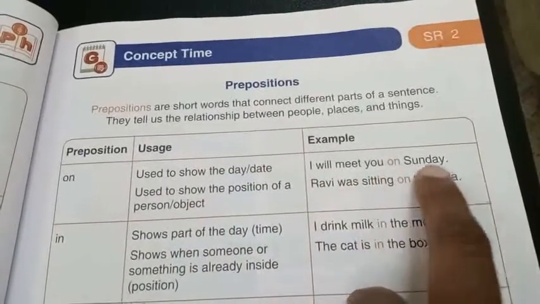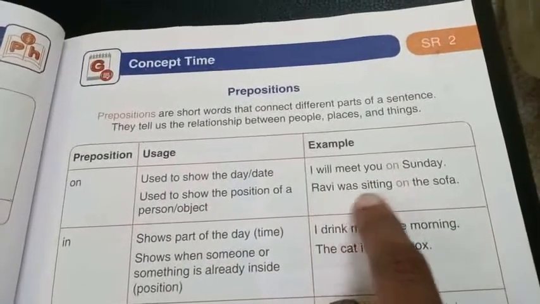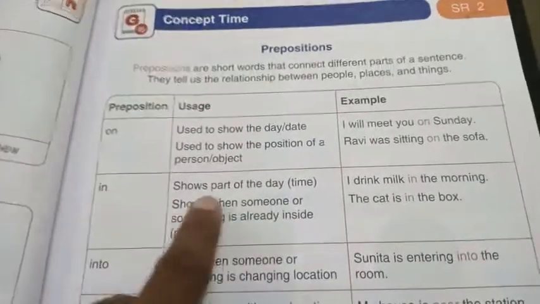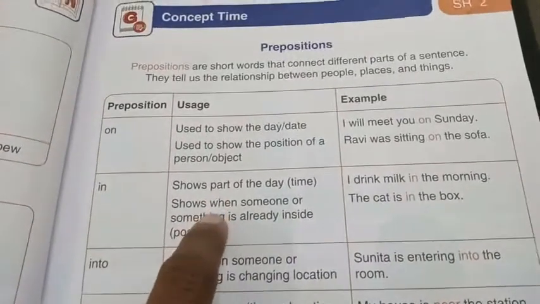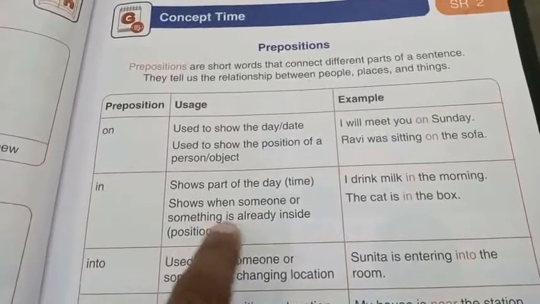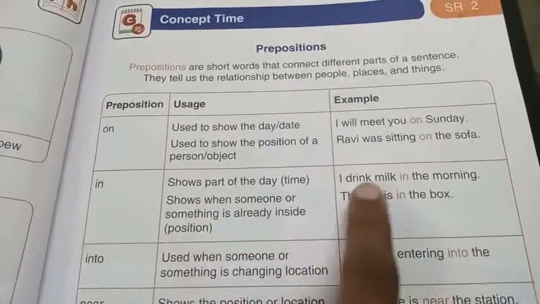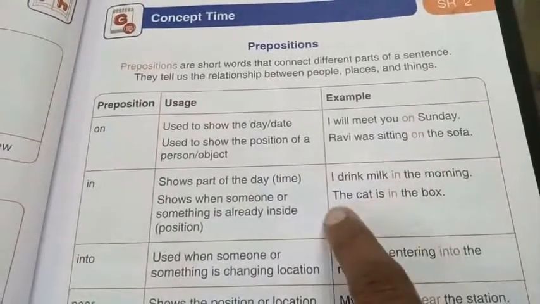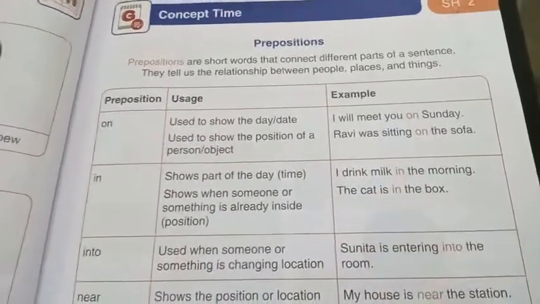I will meet you on Sunday. Examples. Ravi was sitting on the sofa. Next. In. Shows the part of a day. Shows when someone or something is already inside. For example, I drink milk in the morning. The cat is in the box.